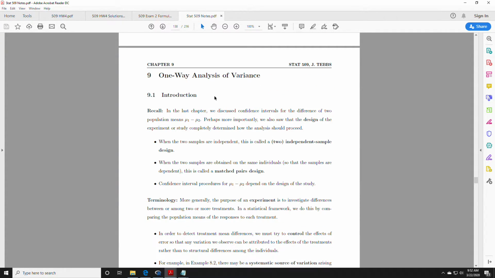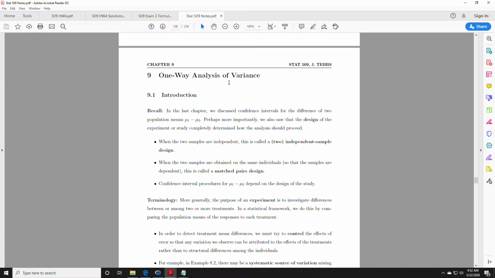All right, so ANOVA stands for Analysis of Variance, A-N-O-V-A. So you have to work a little bit to get ANOVA from analysis of variance, but that's what ANOVA stands for. And so in the last chapter, we did a confidence interval for the difference between two means, right? That's what our last example was.